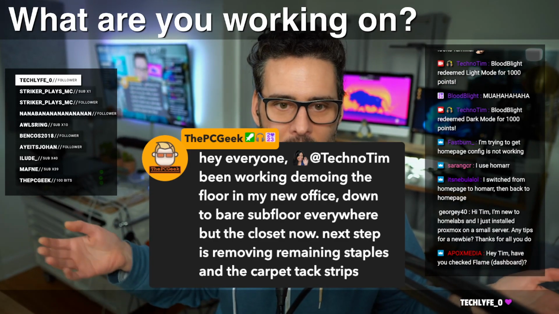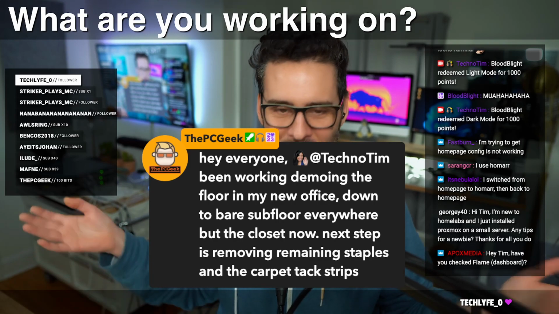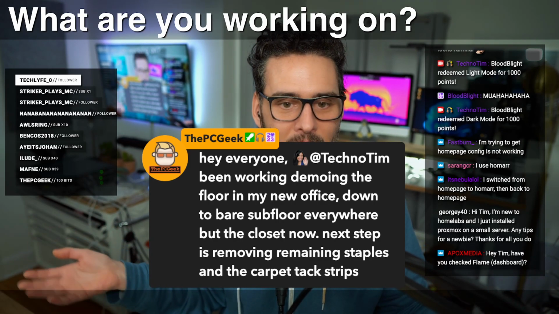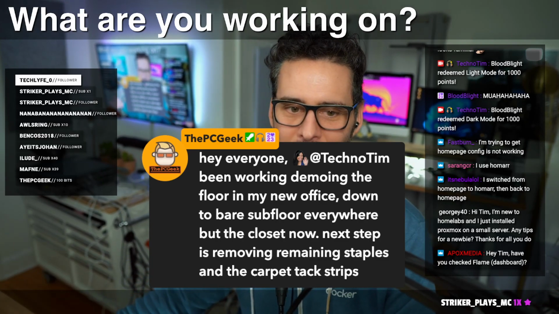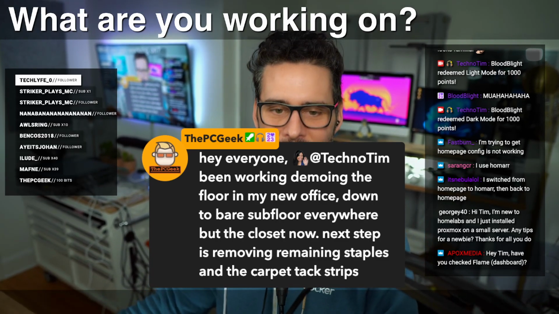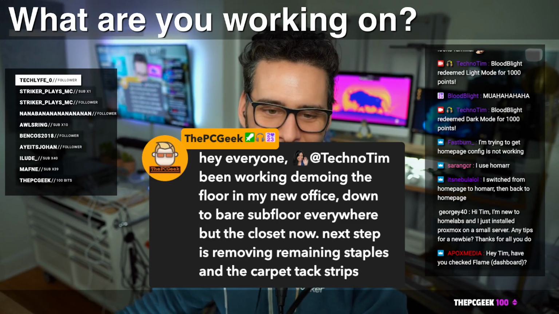Doing manual labor, tearing up an office to redo it yourself, to make it your new office, I assume, as you mentioned. That sounds fun to me. Down to bare subfloor everywhere but the closet now. Next step is removing the staples, yeah, and the carpet tack strips.